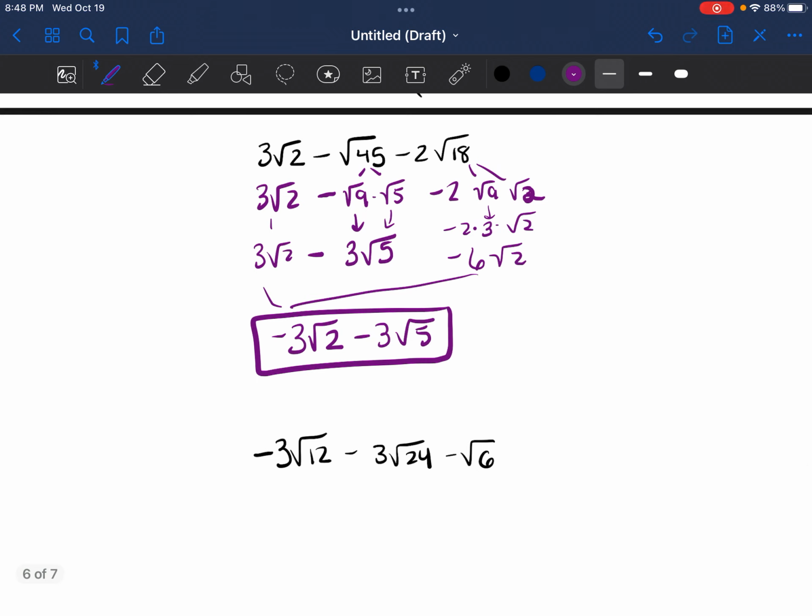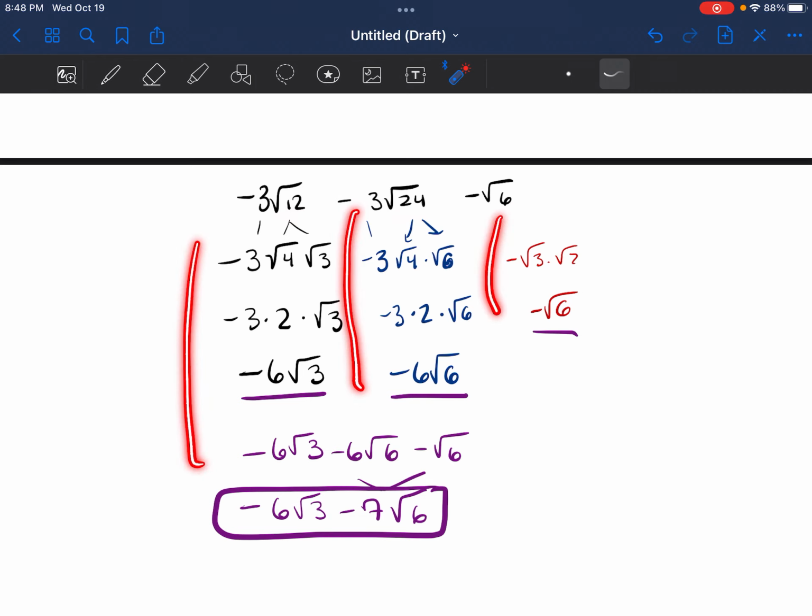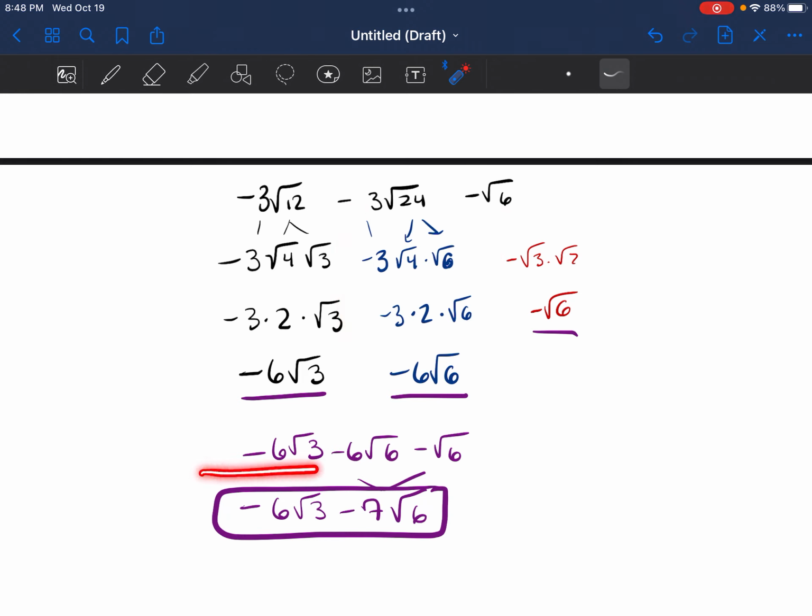So take that same idea and pause the video and see if you can simplify or subtract this expression. Here is our work for it. We want to make sure we remember, if I can factor the radicand, I am going to do that. And so I did each of those separately. And then at the end, I wrote it all out and combined my like terms.